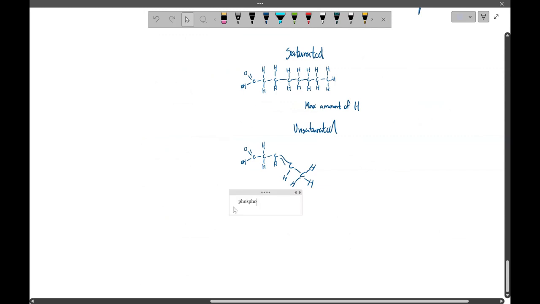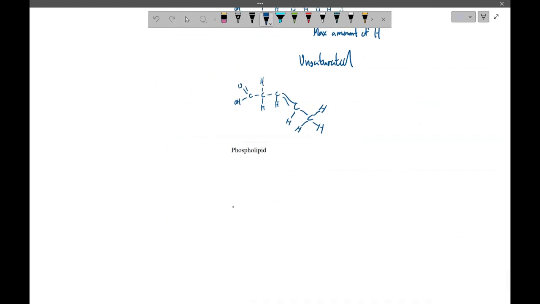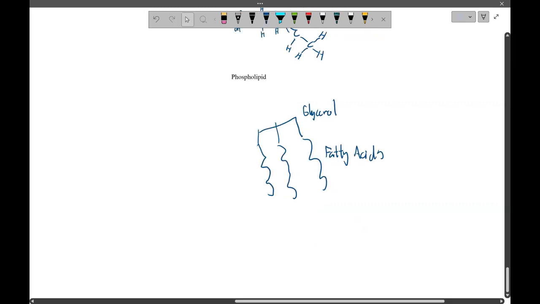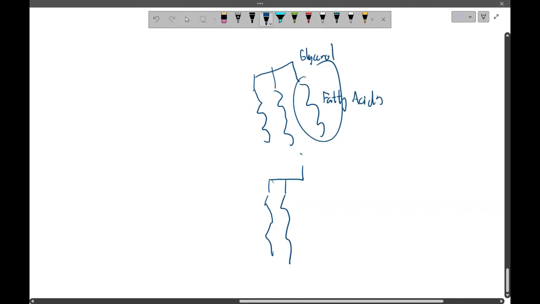So all that means is in a triglyceride, you have a structure like this. You have the glycerol connected to the three fatty acids. And in a phospholipid, one of these fatty acids, so let's say this one, instead of being a fatty acid, is replaced by a phosphate group. And that results in a phosphate group. Let's just pretend that's a phosphate group.